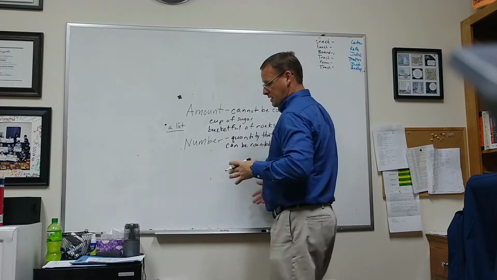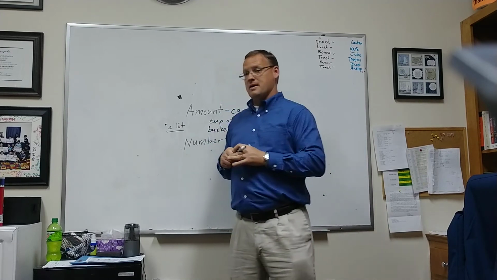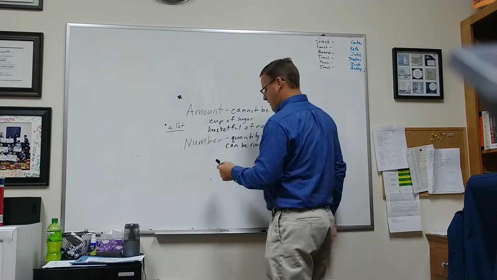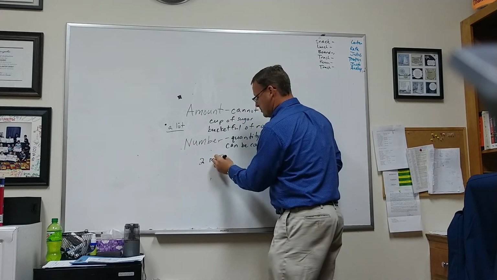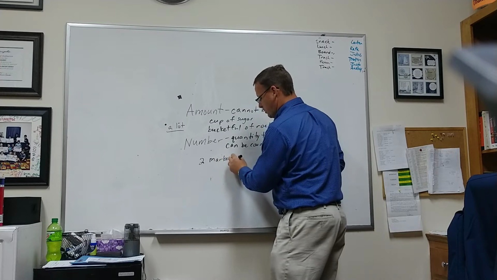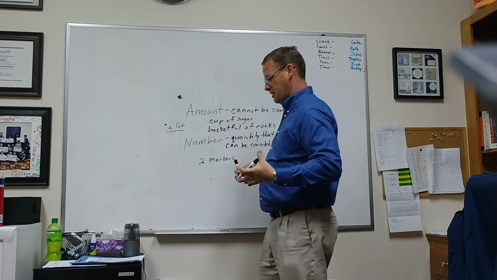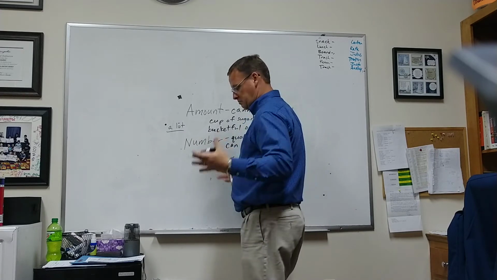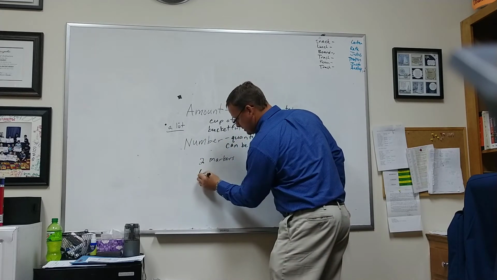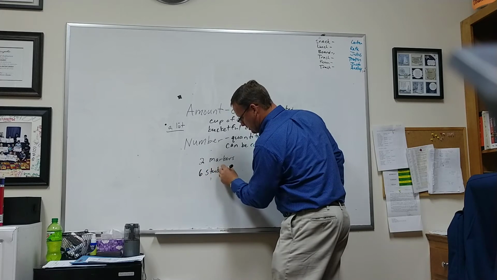Okay? It can be counted. And when I think about counting, I think about counting objects. Okay? So if I have 2 markers, then I have 2 markers. Okay? Those can be counted. Let's see here. We can have 6 students in our class.